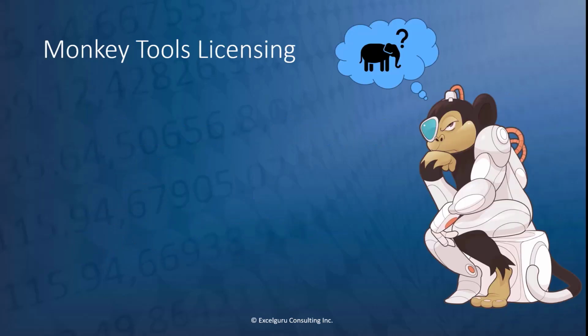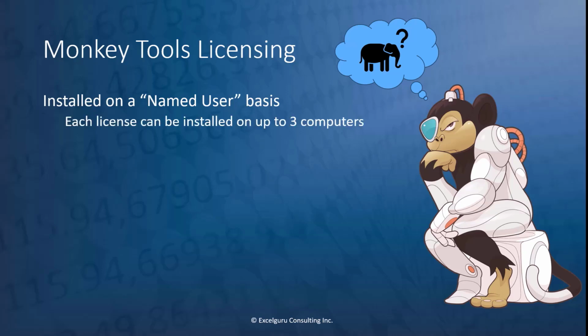So the way our licensing works is that we install on a named user basis, and we'll allow you to activate your license on up to 3 computers at the same time. This means that you're covered for your work machine, your home machine, and if you've got to go to a client site and you want to use Monkey Tools there, you can install it on the machine that you're working with at that point in time.